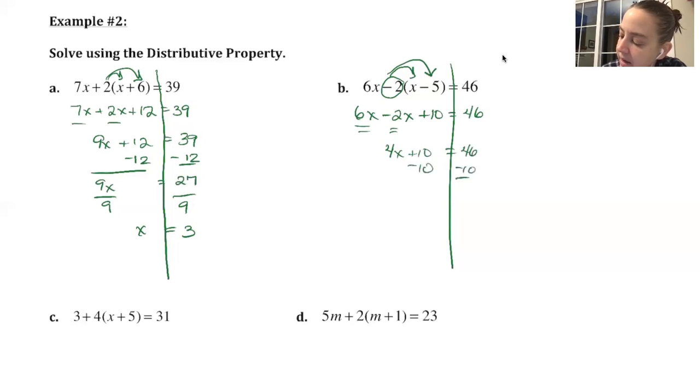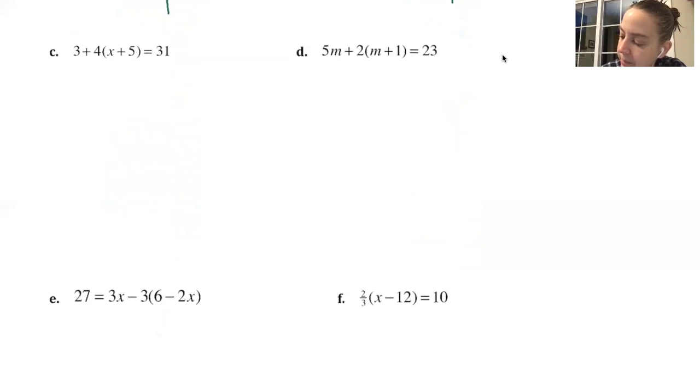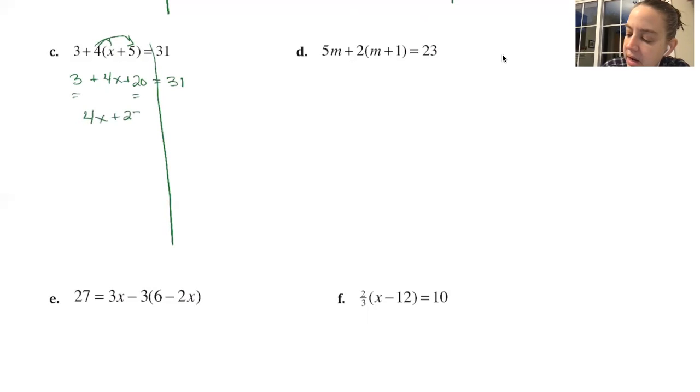Subtract 10 on both sides. 4x is equal to 36. Divide both sides by 4, and x is equal to 9. For letter C, distribute the 4. It's order of operations, so remember those parentheses come first. 4 times x is 4x. 4 times 5 is 20 equals 31. Combine like terms, the 3 and the 20, so 4x plus 23 equals 31.